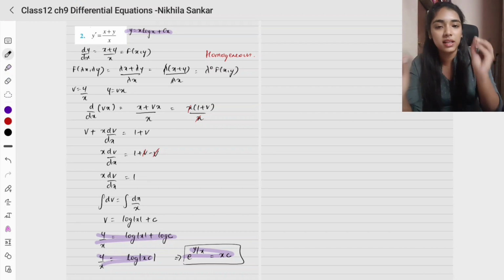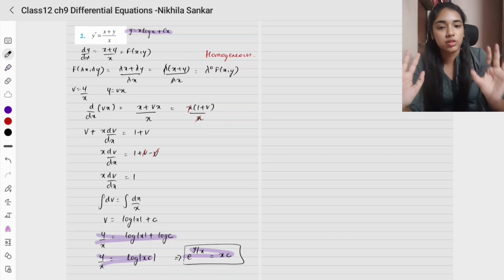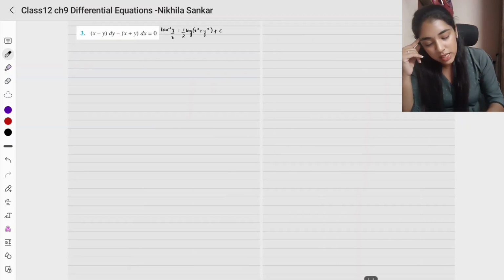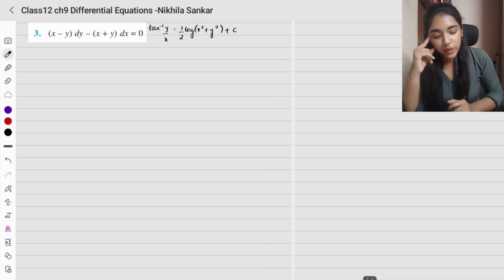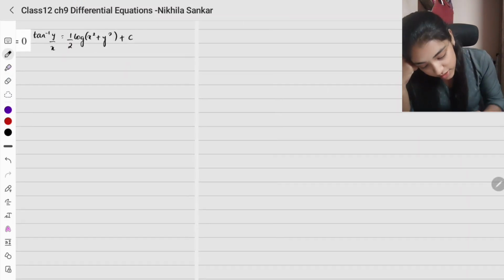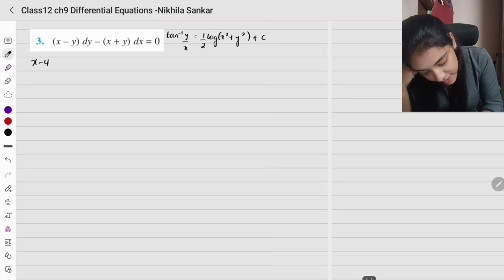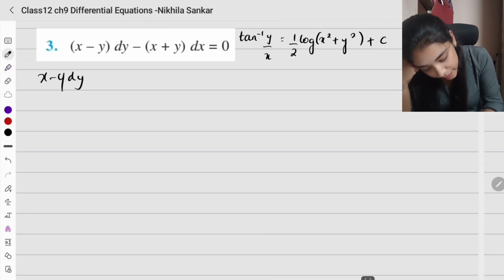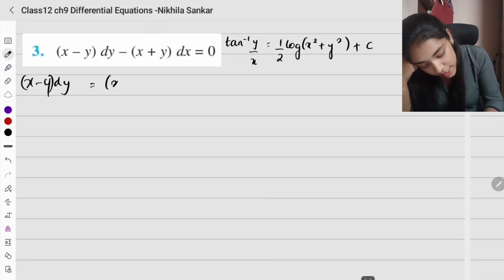It looks slightly different, but it is the same solution. It is the same thing. Okay, third question: (x minus y) dy minus (x plus y) dx. I'm going to take dy by dx to one side and the rest to the other side. So what will I have? I have (x minus y) dy in brackets equals (x plus y) times dx.